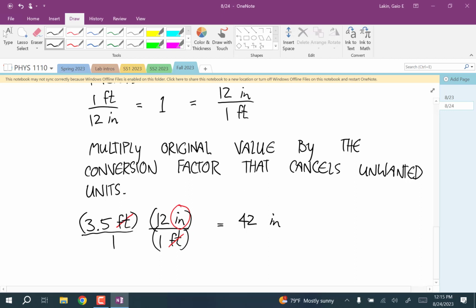If you accidentally multiplied by 1 foot over 12 inches, you'd have inches in the denominator of this second fraction. That doesn't cancel with the feet. And so you'd get these crazy units of feet times feet over inches, okay? And that's not what you want. It's fine. I mean, you could think of that as a unit of length, but no one ever wants that unit of length.